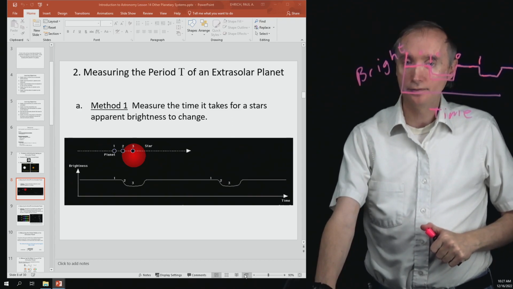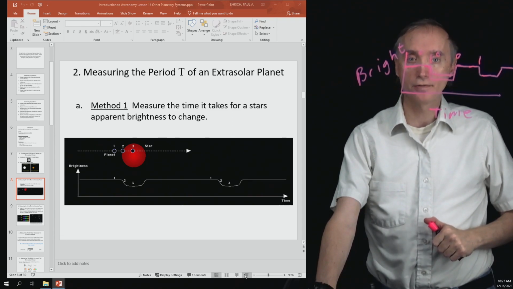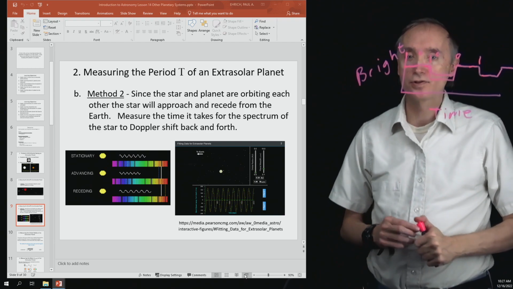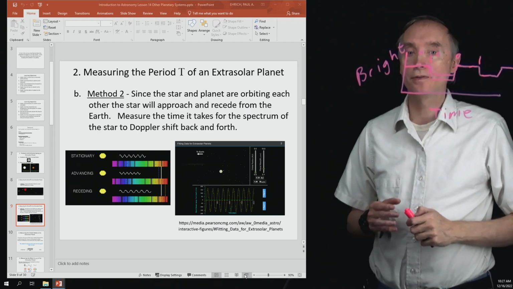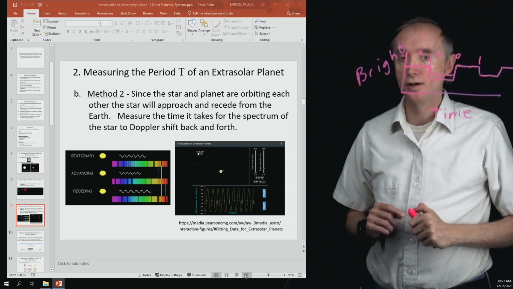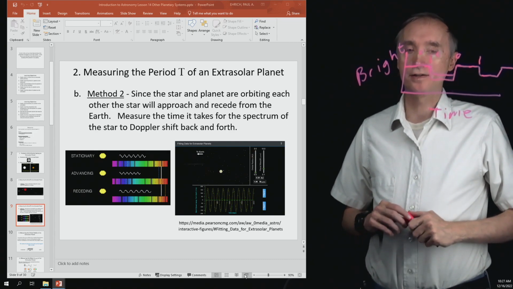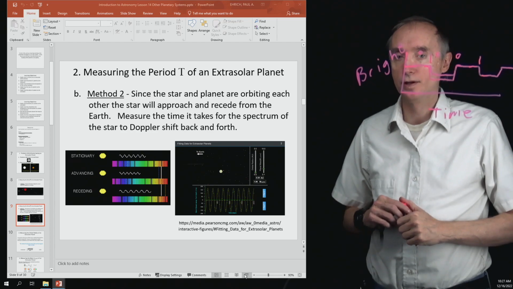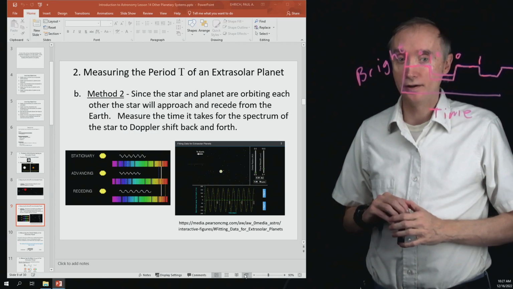Okay, now let's try a second way of figuring out the period. This is going to be by looking at the spectrum of the light given off by the star. We had another device that we could put on our telescope called the diffraction grating.